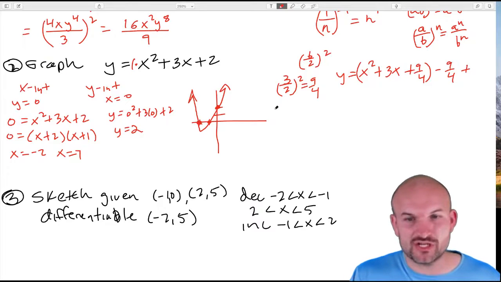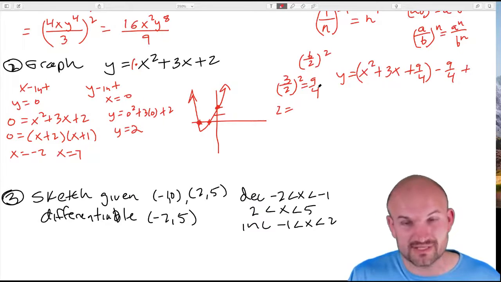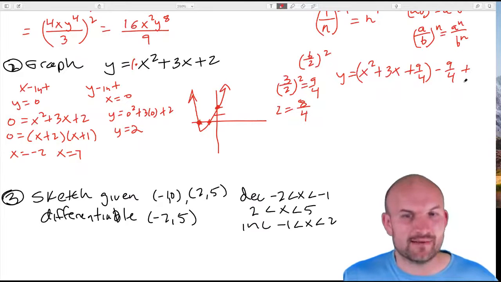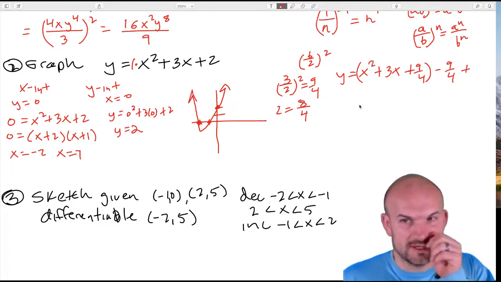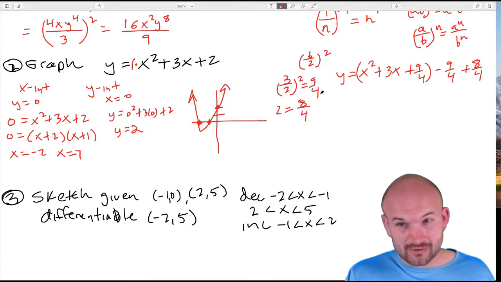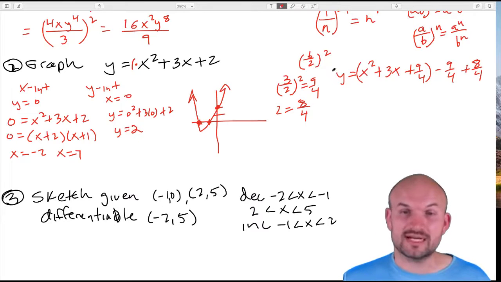But I'm going to change the 2 to an 8/4. I'm sorry, not a 4/2, an 8/4, because I want this fraction to have the same denominator. 2 is the same thing as 8/4. So I'm just going to rewrite this as 8/4. Now I recognize this to be a perfect square trinomial. That's what completing the square does.